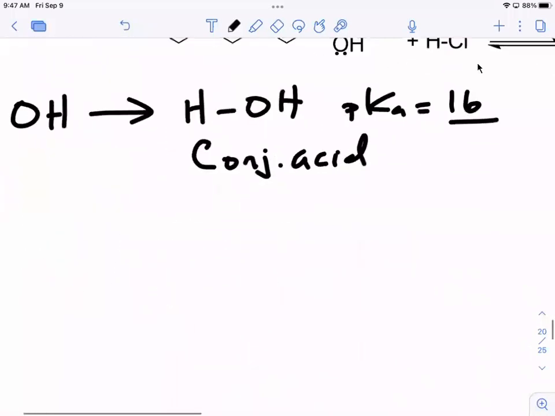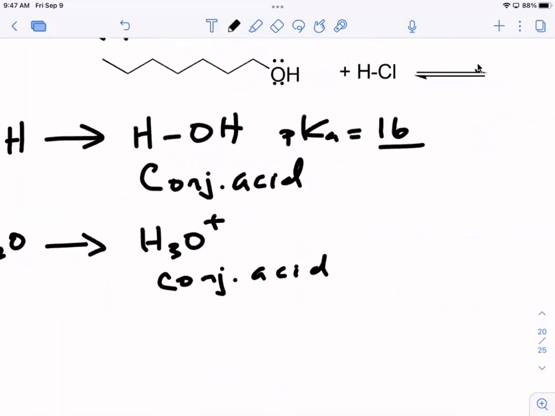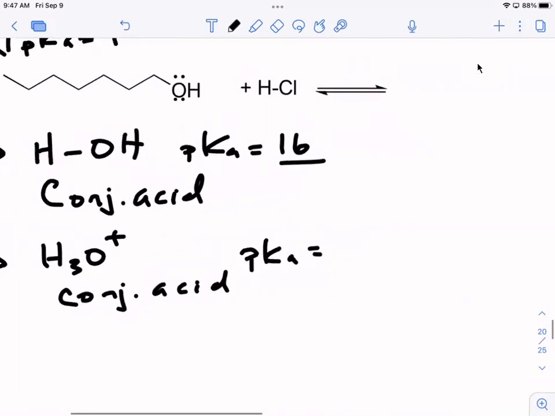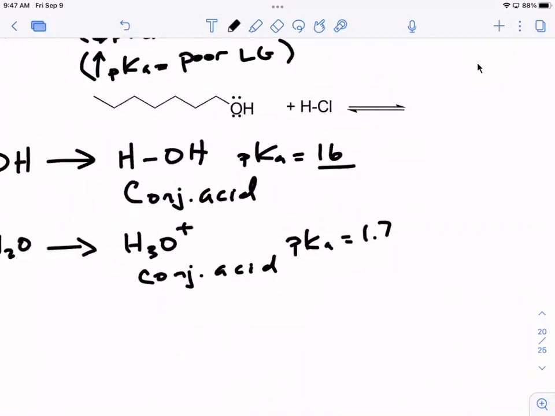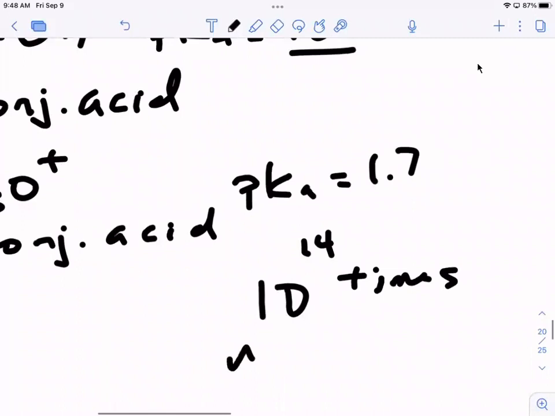All right. Now, somebody look up the pKa of, so if water is the leaving group, then the conjugate acid is going to be a hydronium ion. So can somebody look that up? H3O pKa is going to be very, very different from water by itself. 1.7. Say that again, 1.7? Yeah. Okay, this is good. So that's a difference of, let's say 14.3. So the hydronium is 10 to the, we're going to round that up, 10 to the 14 times more acidic.